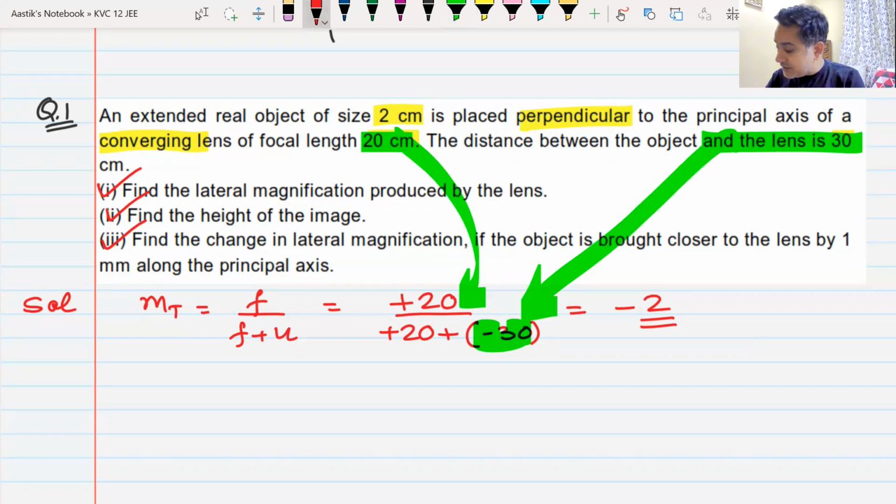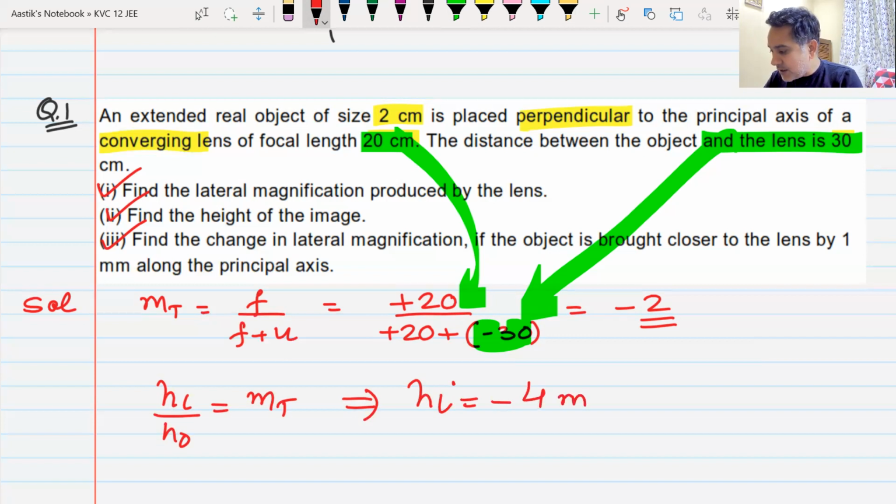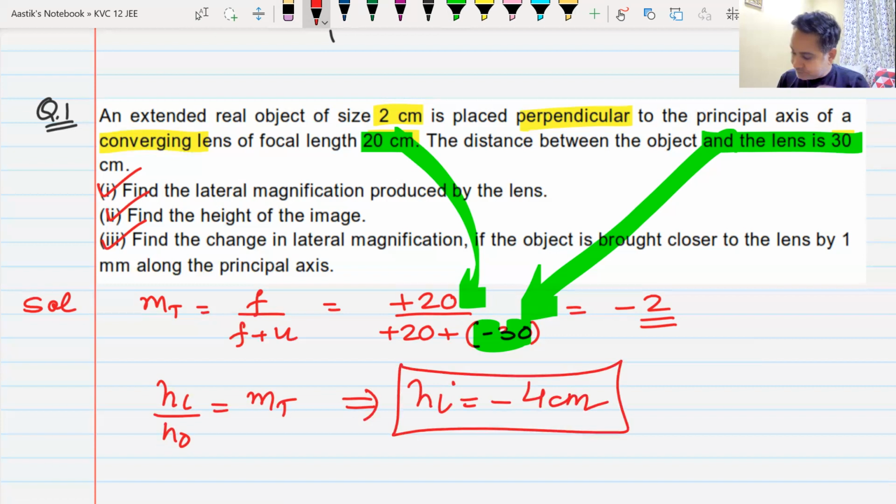Now to find out the height of the image: height of the image divided by height of the object is the transverse magnification. That implies the height of the image is the transverse magnification times the height of the object, which is minus 4 cm, centimeter. Is it a real image or a virtual image? It is a real image. Do we understand this?